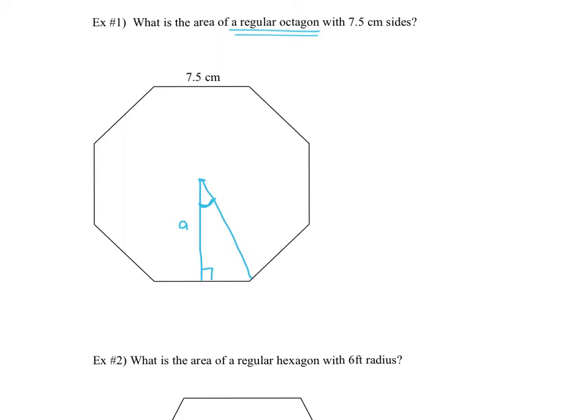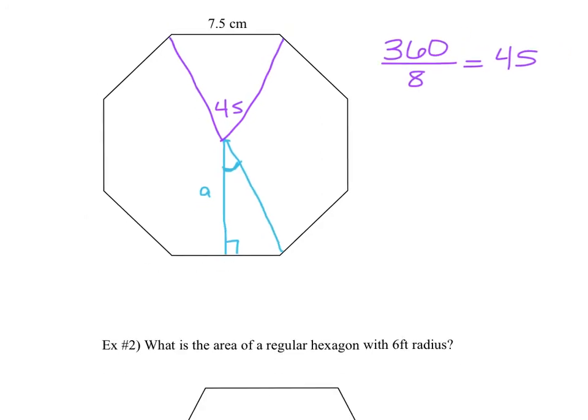How do we find it? 360 divided by what? 8. Divided by 8. It's an 8-sided figure. So 360 divided by 8 will get you the central angle, which in this case is 45. But we need to cut that in half, okay? So you're going to take that 45 and cut it in half, and you get 22.5 for this angle, okay?